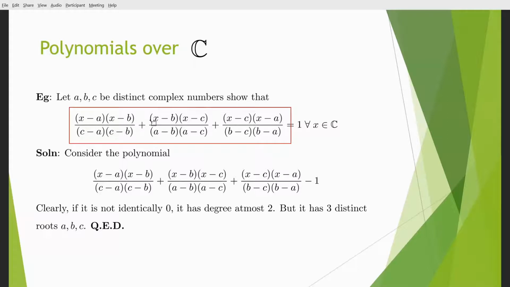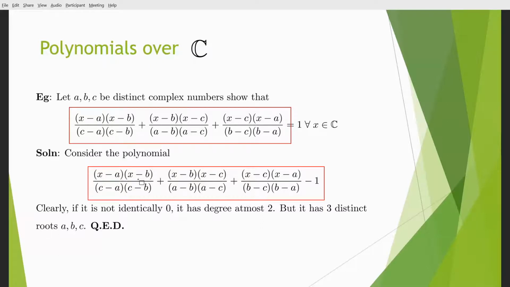So on the left hand side we have one polynomial, on the right hand side we have another polynomial. So let us consider a new polynomial, the summation of x minus a times x minus b by c minus a times c minus b, minus 1. So in order to prove that this is 0, by the method we discussed earlier, we have to consider the degree first. If it is non-zero, then its degree is at most 2, because by multiplying x minus a and x minus b and so on, you can at most get an x squared term, nothing more.